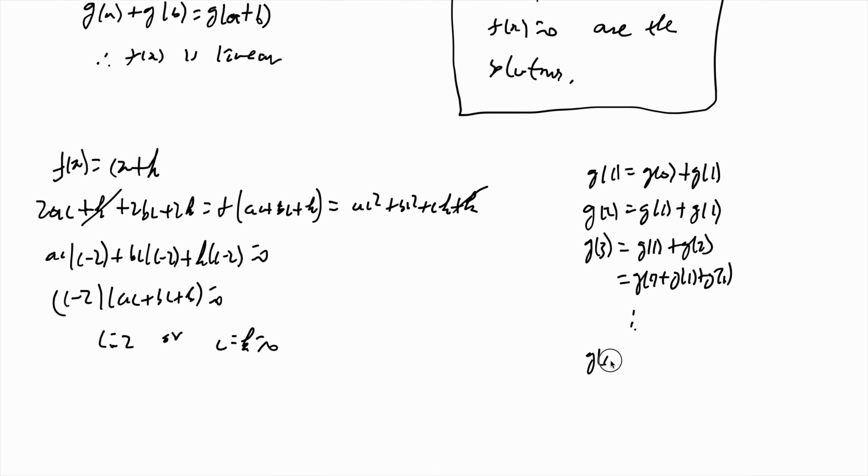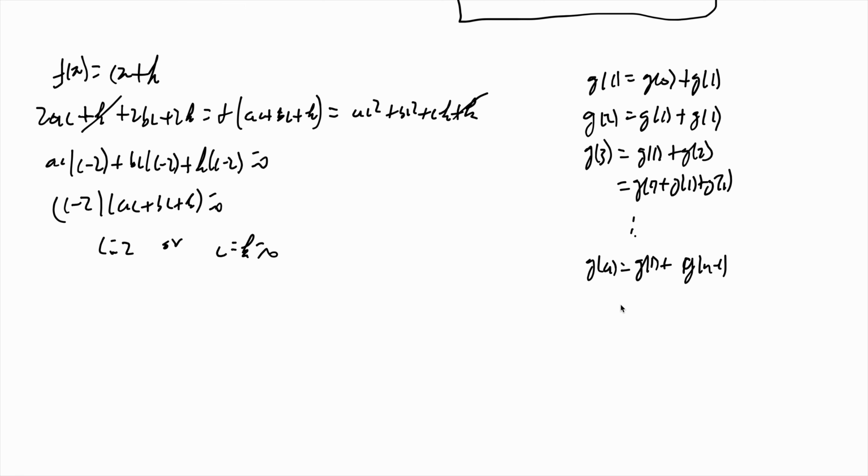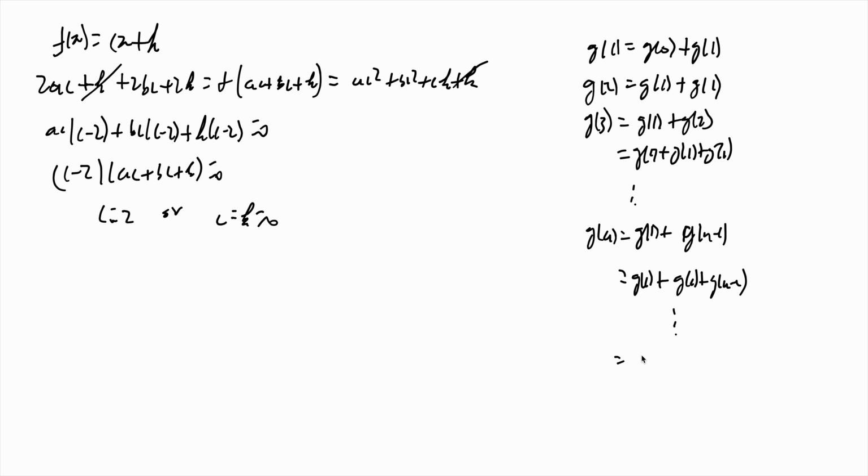So when we substitute g(n), we have g(1) plus g(n minus 1). This is equal to g(1) plus g(1) plus g(n minus 2), all the way until we have g(1) plus g(1) plus, until we have g(1) plus dot dot dot plus g(1). And notice that for this to be g(1), there should be n minus 1 of these.